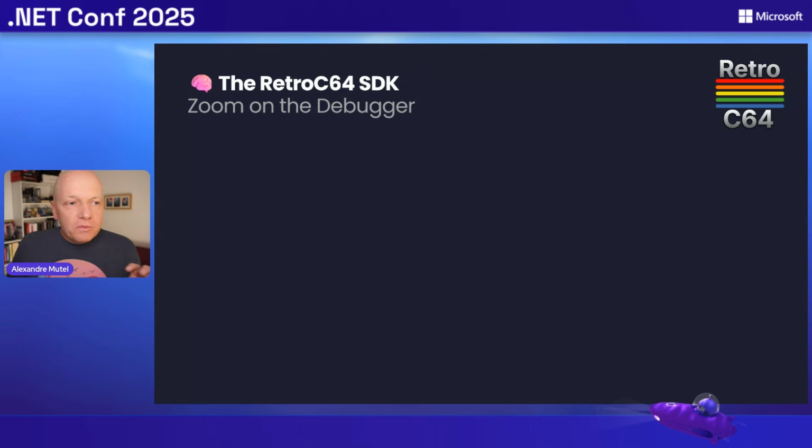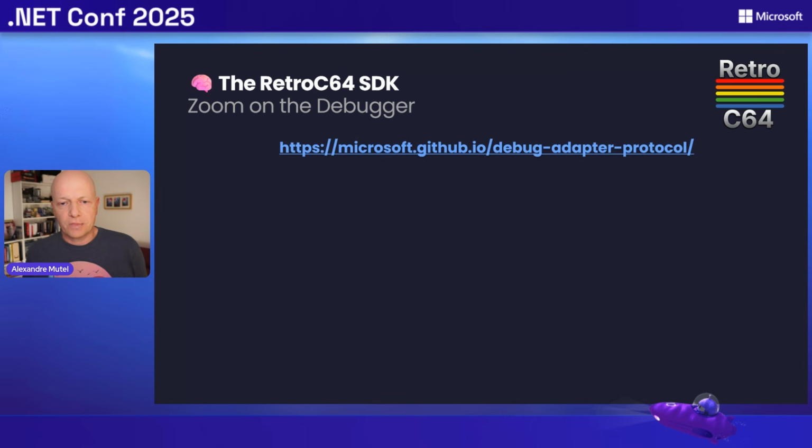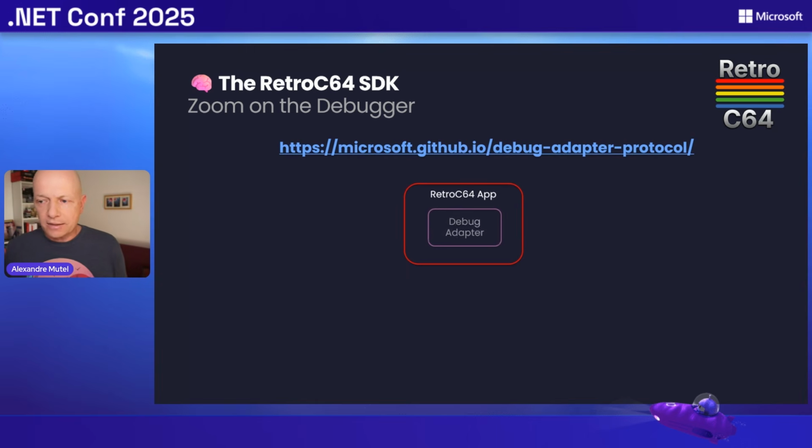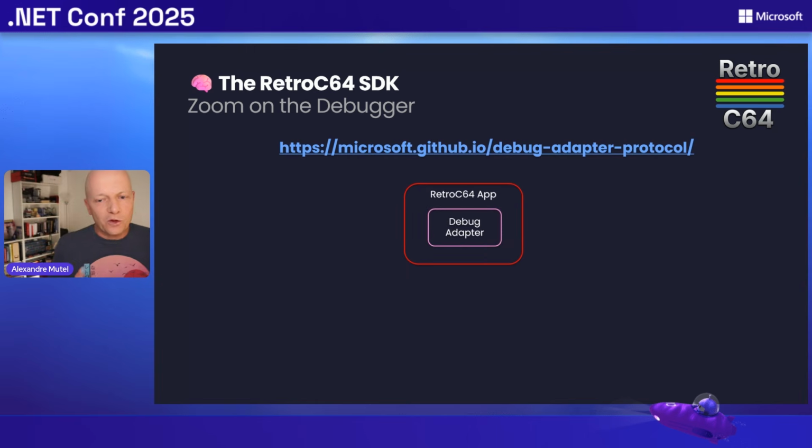So I would like to zoom just on the debugger because I think that it was a really interesting challenge, and I learned a lot from it. In particular, I discovered the Debug Adapter Protocol, a protocol that lets the IDE talk through a common interface without needing to know how the debugger works internally. So when you create a Retro64 application, there is actually a debug adapter inside it. I lied earlier, it's not a real debugger. The debugger is actually in the Vice emulator.